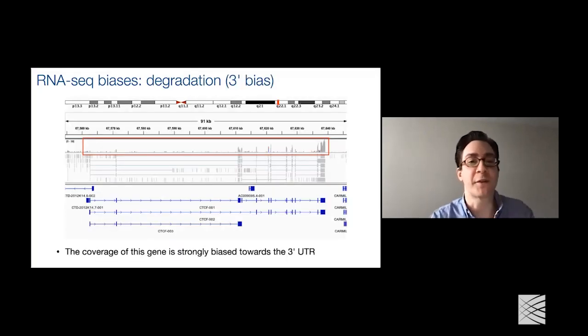Similarly, when working with degraded samples, such as some of the postmortem samples from GTEx, the RNA can be at least partially degraded. And in extreme cases, this manifests as a strong 3' bias. So looking at the 3' UTR, since it's based on a poly-A selection protocol, we see a strong enrichment towards this end of the transcript.